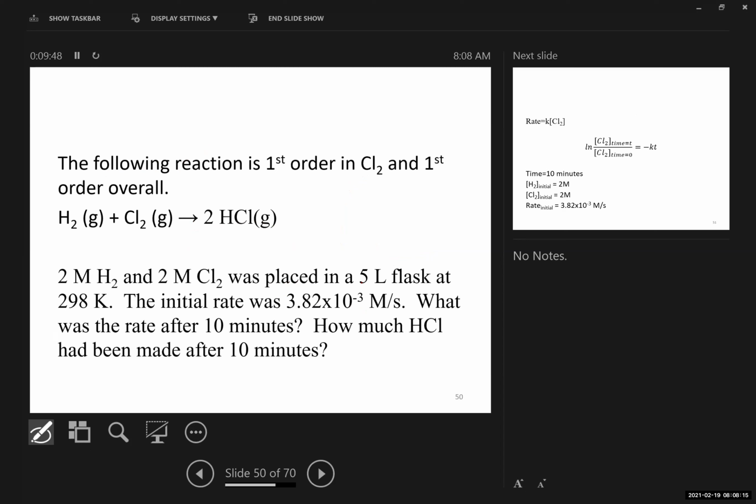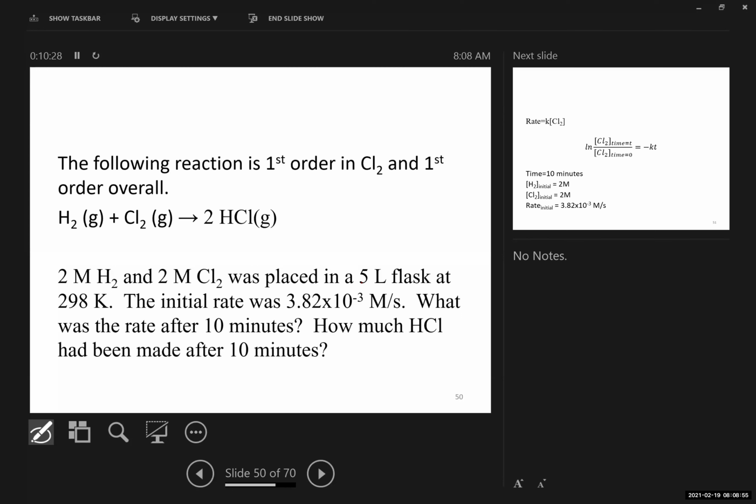If I take a moment to actually read the rest of the words in the problem, since I mostly just looked at time and the first order part of it so far, it doesn't actually give me the rate constant. What it does tell me is what the initial rate was when I mixed 2 molar hydrogen and 2 molar chlorine at 298 kelvins, right? And then it asks me the rate after 10 minutes and how much product I made after 10 minutes, right?